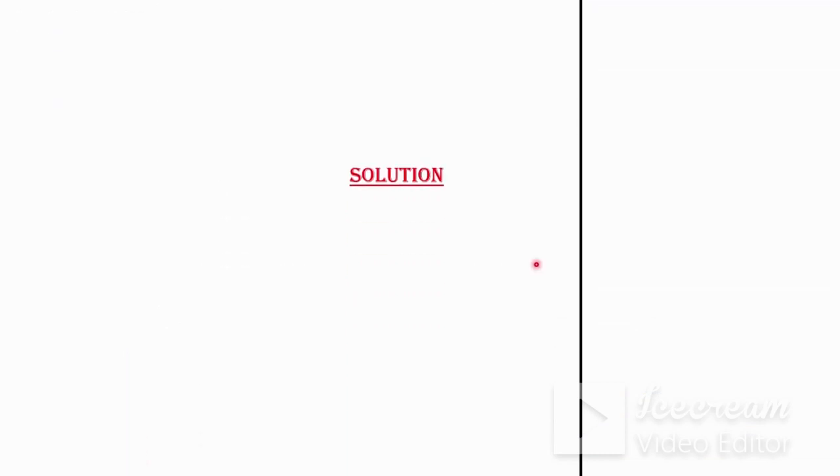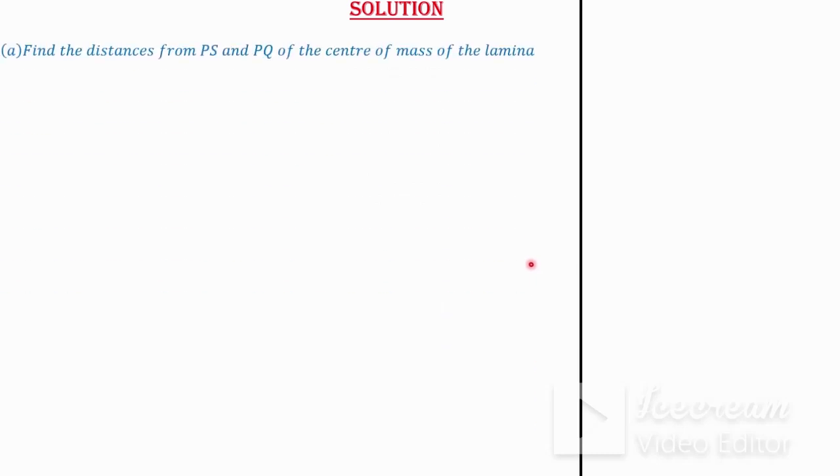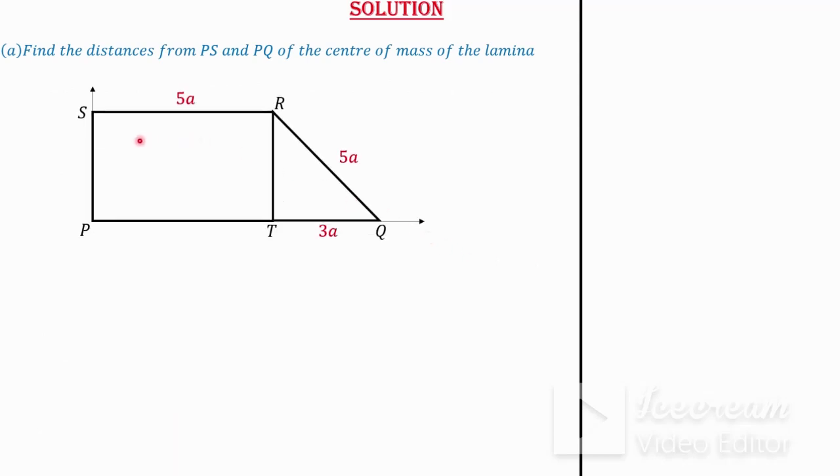Let us then move into the solution of this question. Part (a) is asking us to find the distances from PS and PQ of the center of mass of the lamina. So you have to represent the lamina as it was represented to us. We can clearly see that this uniform lamina consists of a rectangle and a right angle triangle. So the question is asking us to get the distances from PS and PQ of the center of mass of the lamina.